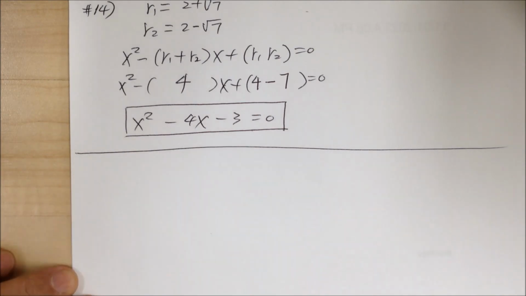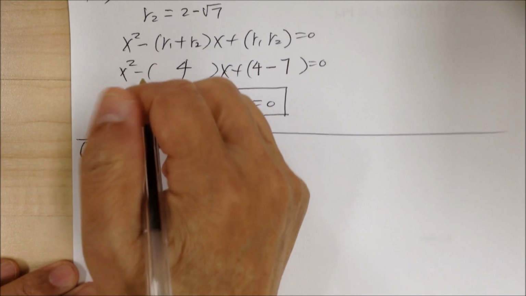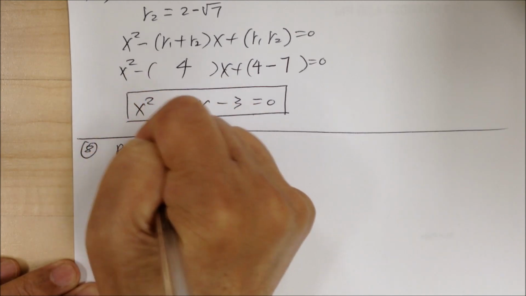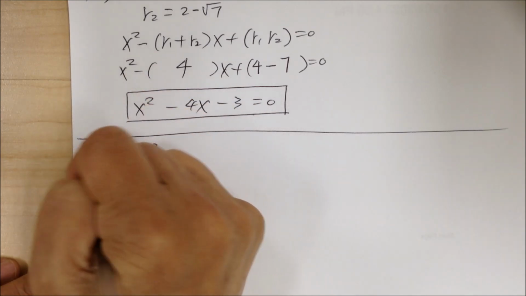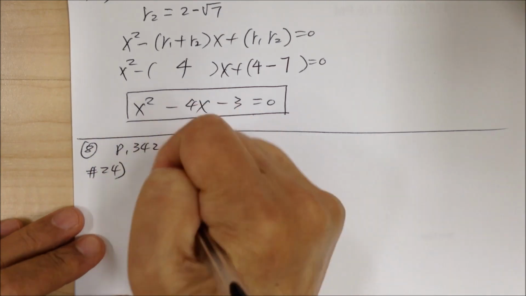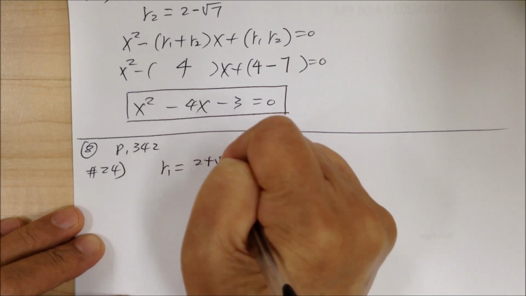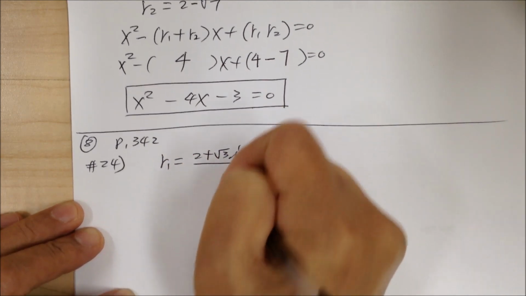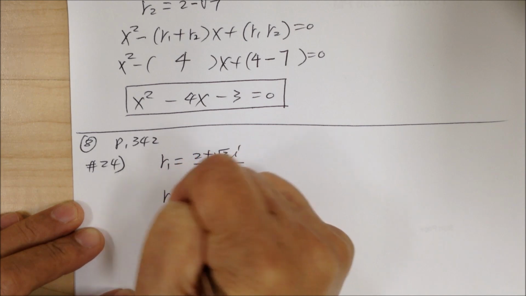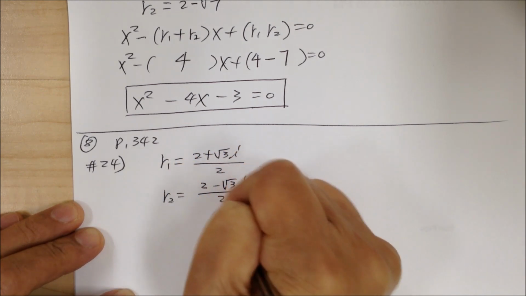Okay, let's go to the next one. Number 8 on the list is again from the same page, 342, and this time let's do number 24. So you have R1 equal to 2 plus, I'm going to put an i in the back. I don't like to put i in the front. And R2 equal to 2 minus square root of 3i over 2.